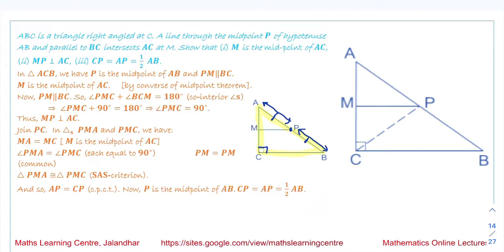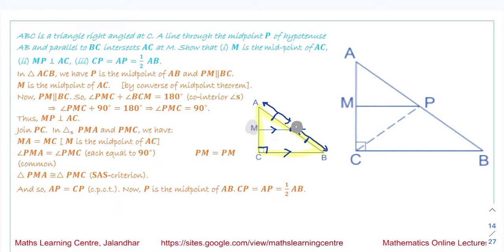And parallel to BC intersect AC at M. We are saying these two lines are parallel to each other. From the point P, that is the midpoint of AB, we have drawn the line parallel to BC and it intersects AC at M. We have to show that M is the midpoint of AC. So M is the midpoint of AC. This is obvious from the midpoint theorem.